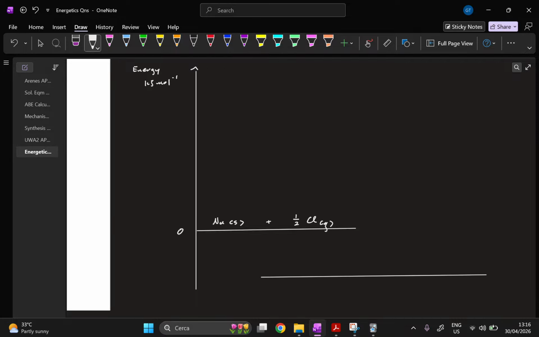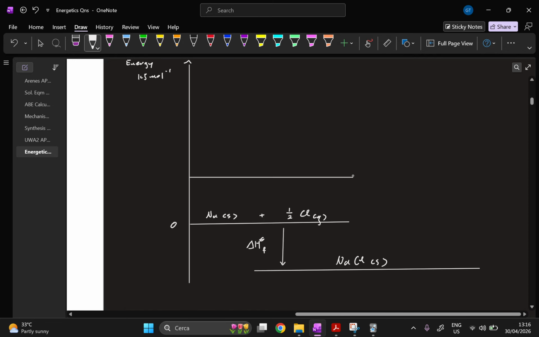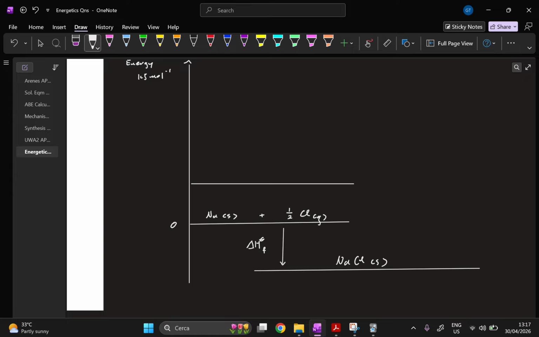And then, by the definition of enthalpy change of formation, you go from the standard state to the substance you want. So this is standard enthalpy change of formation. And I go to the substance I'm interested in, which is NaCl, solid. So this is an ionic solid. Now, to complete my standard Born-Haber cycle, I'm going to go to the next step, which is your standard enthalpy change of atomization.